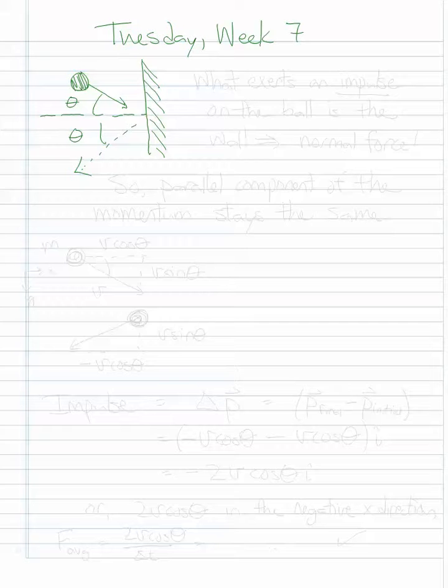Okay, this is my solution for Tuesday of week 7. And we began talking about momentum this day. And so the first question is, why is it that when a ball bounces off a wall, why does it tend to go off at the same angle it came in on? In other words, why are the angle of incidence and the angle of reflection the same?